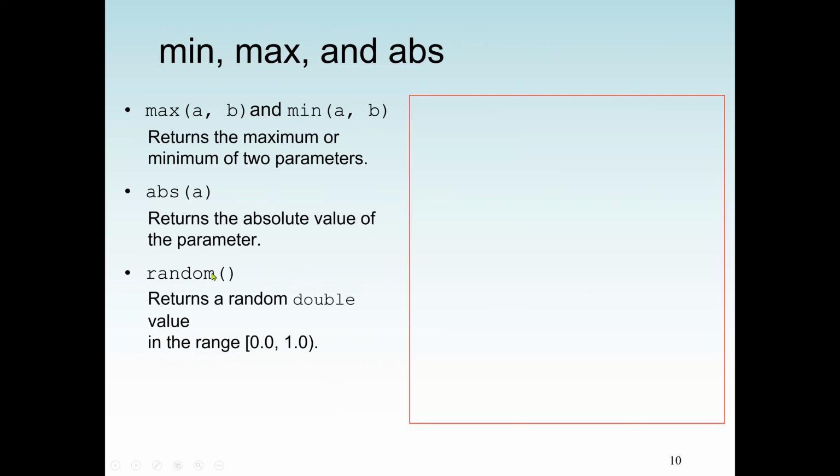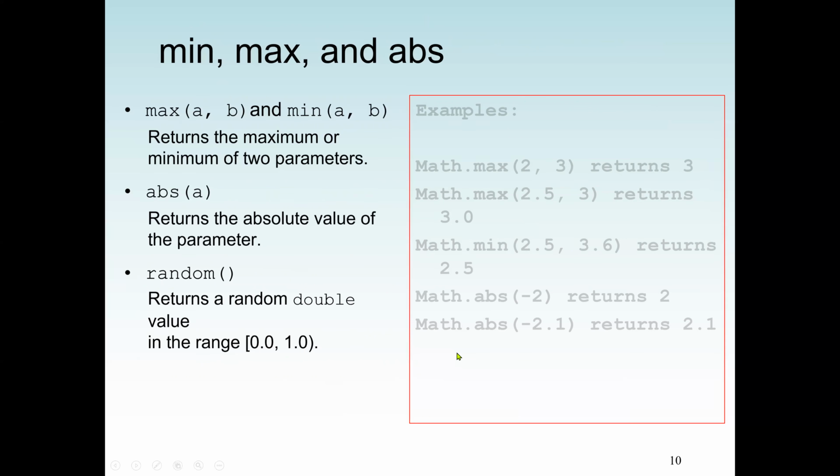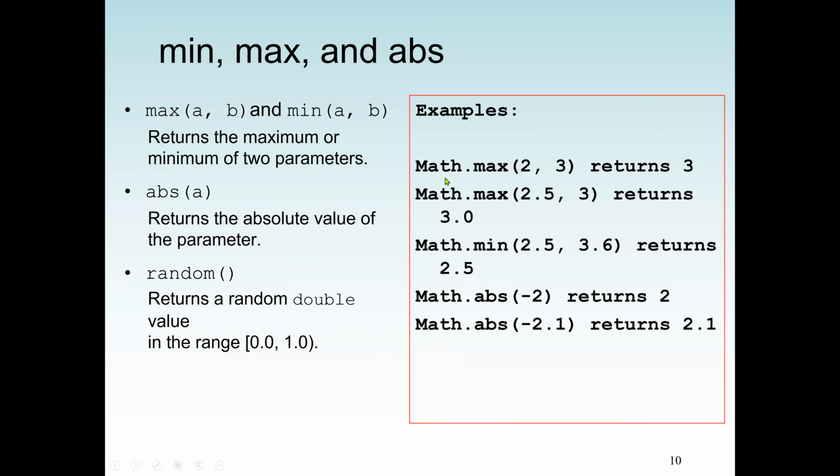Also, the last one is random. Random will always return a random value generated between 0.0 and 1.0, excluding 1.0. So this means 0.0 to 0.9 if it's 1 decimal place, which is mostly the case. So let's see some examples here.